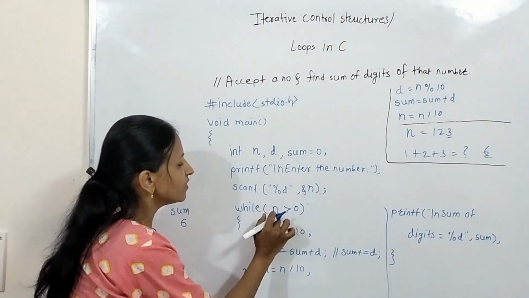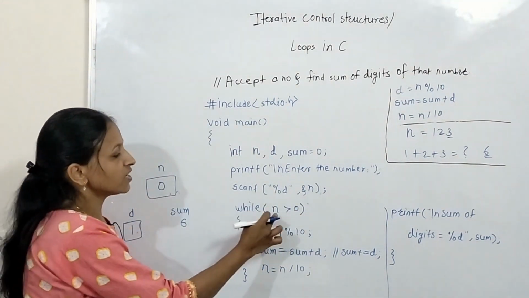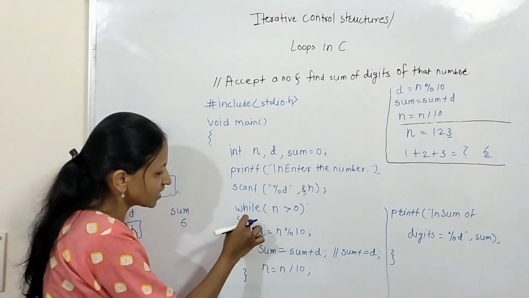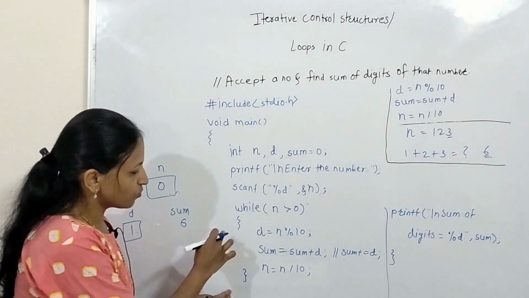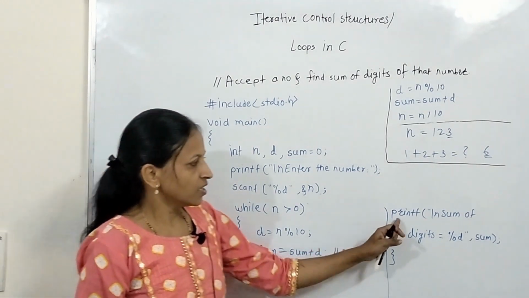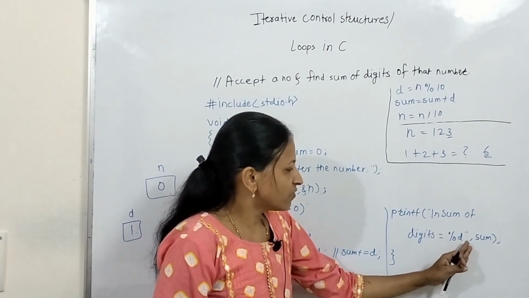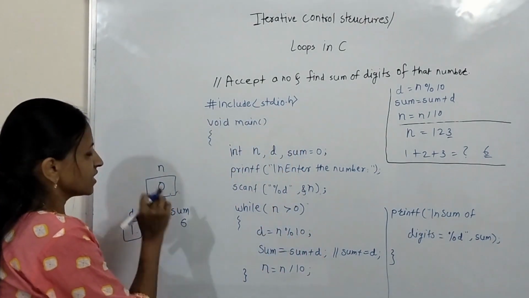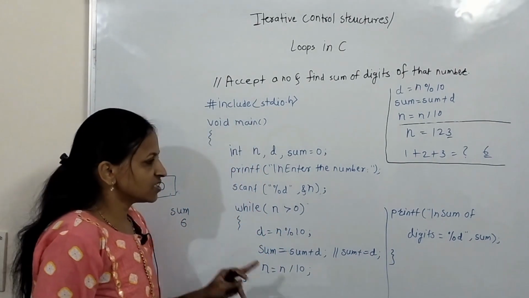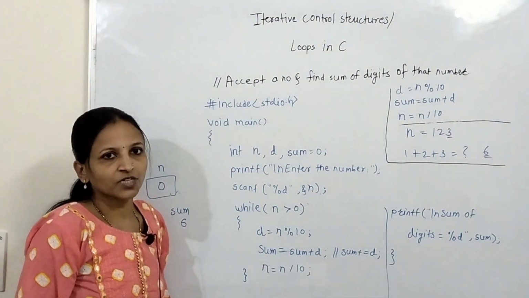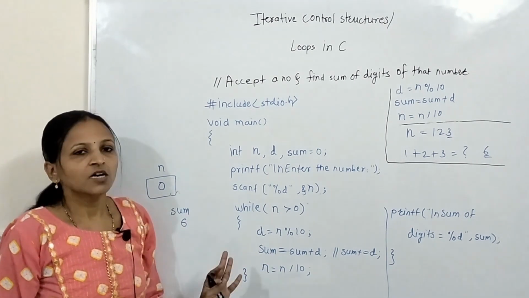Now again control will come here, n greater than 0? No, it is 0. That's why the condition will become false and the execution of this while stops. Control will come out of that while loop here. Now it will display sum of digits is equal to 6. Whatever is stored inside this sum variable, that is 6, will get displayed here as output. That is, sum of digits equal to 6. This will be the output of this program.